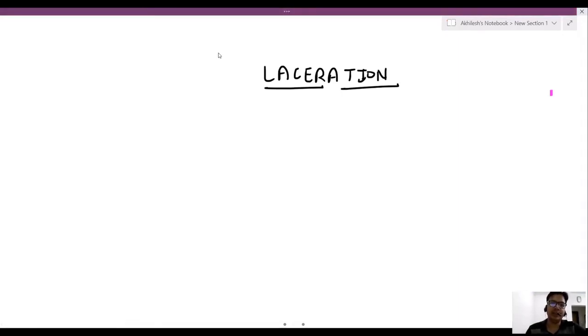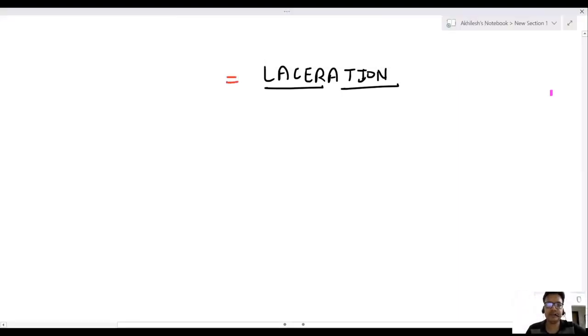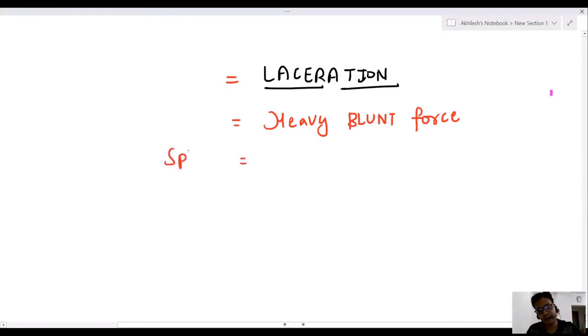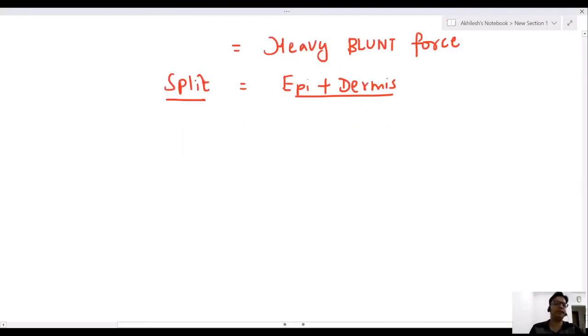Last mechanical injury is laceration. First, what is laceration? It is caused by heavy blunt force. You have to use heavy blunt force. It leads to splitting of the epidermis as well as the dermis. Splitting of epidermis and dermis by heavy blunt force.